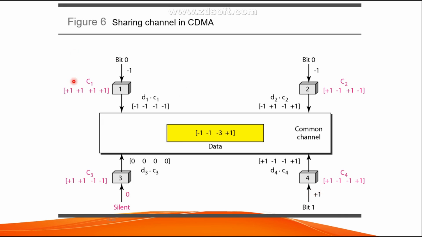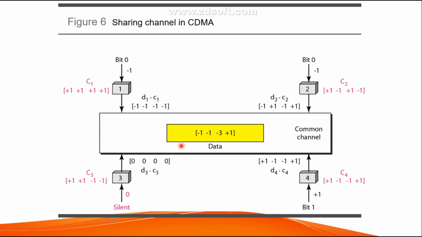And these are the code sequences that have been given as a unique code to each station. You can see code C1 has been given to station 1, which is +1, +1, +1, +1. 4 elements are there, as 4 stations are there. Similarly, this is code C2, assigned to station 2, that is +1, -1, +1, -1. Code C3 is +1, +1, -1, -1, assigned to station 3. And this code, +1, -1, -1, +1, has been assigned to station 4.